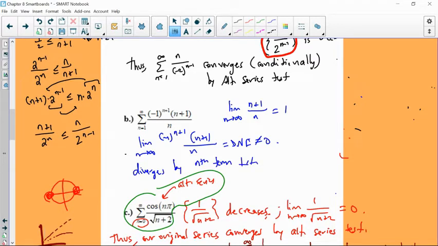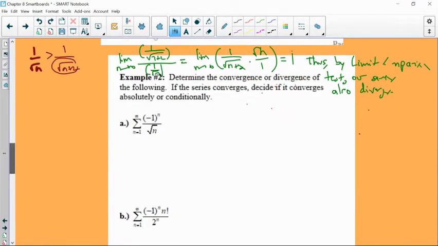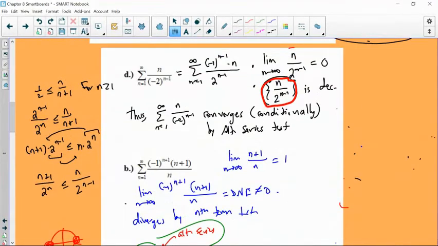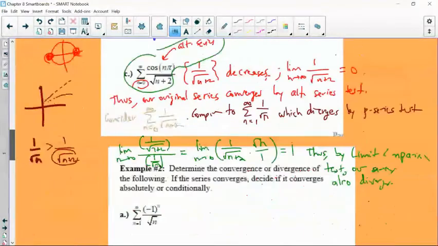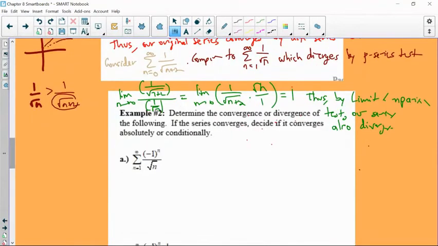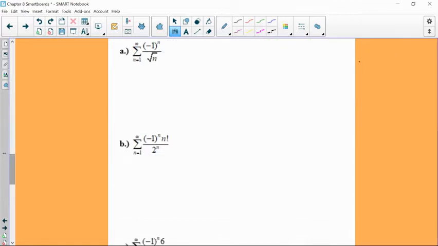Now, there are some more problems in example 2, and for part A, I would say you should feel comfortable doing that. And you could check your response against something that's very close to what we did earlier, really close to A, right? Like 1 over n, 1 over root n. So those are very similar. But let's take a look at part B here for a second.